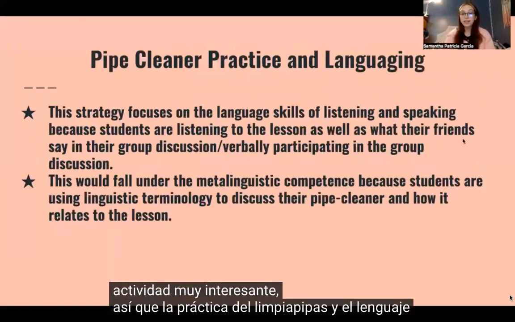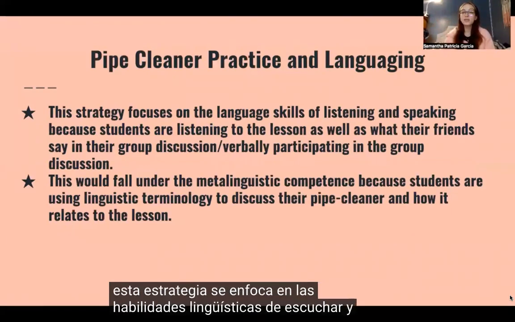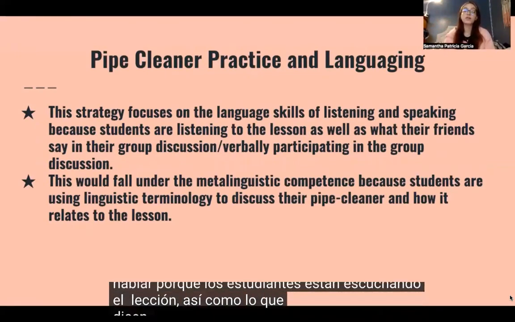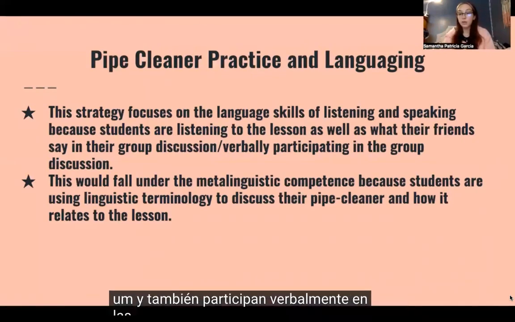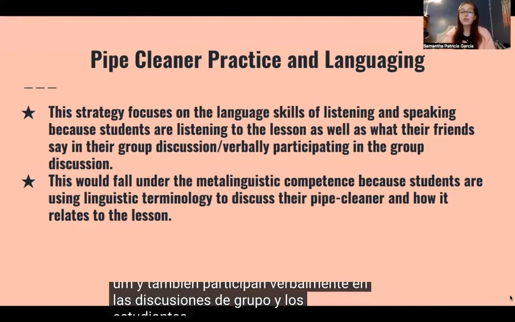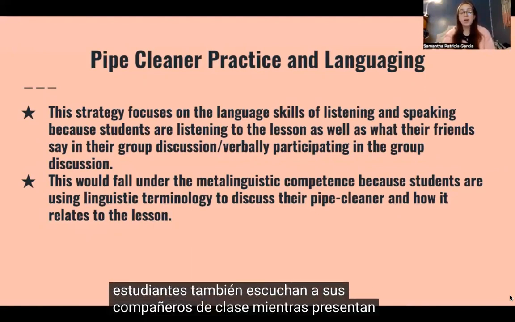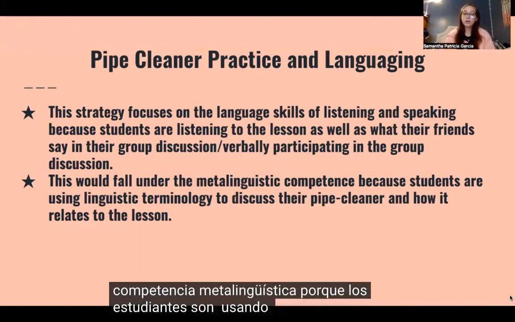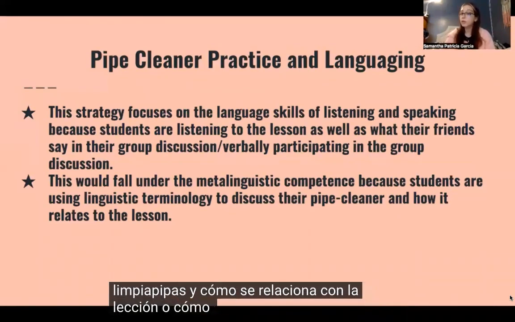So pipe cleaner practice and languaging. This strategy focuses on the language skills of listening and speaking because students are listening to the lesson as well as what their friends are saying in the group discussions. And they're verbally participating in the group discussions as well. And students are also listening to their classmates as they present. This would fall under the meta-linguistic competence because students are using their linguistic terminology to discuss their pipe cleaners and how it relates to the lesson or how it relates to the story.